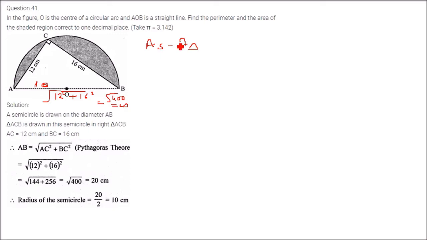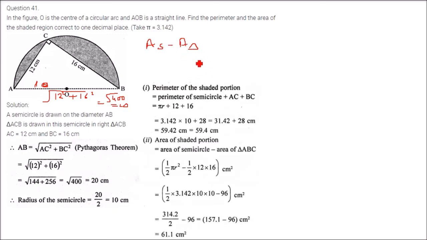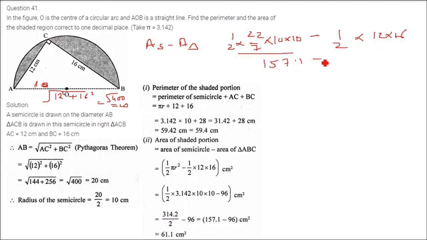So what is the area of the semicircle? It will be pi r square by 2. So 22 by 7 into 10 square by 2, minus the area of the triangle, which is simple because base and altitude are both given, 12 into 16. If you compute this, the whole will be 157.1, and this is of course 96. So this is 61.1 centimeter square.